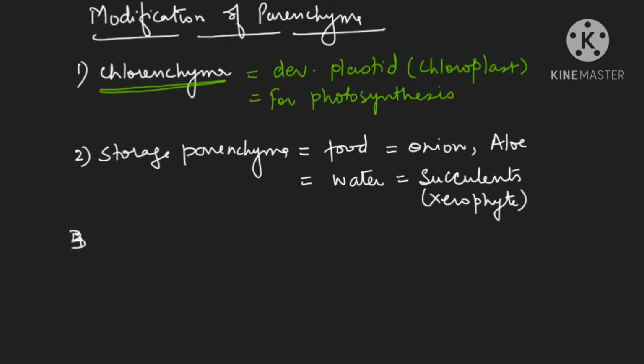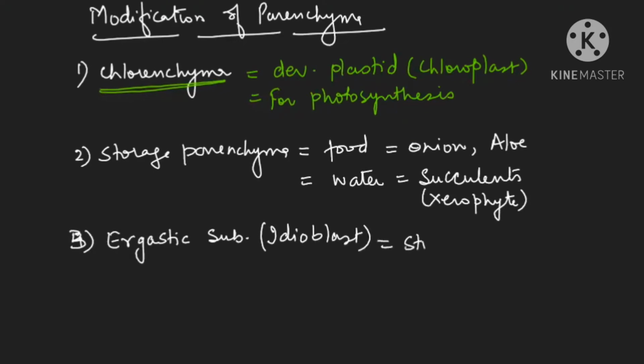Sometimes what happens, they start storing the other substance also. Ergastic substance, when they store ergastic substance, then we call them as idioblast. And they will store resin, latex, gum, other things they are storing.